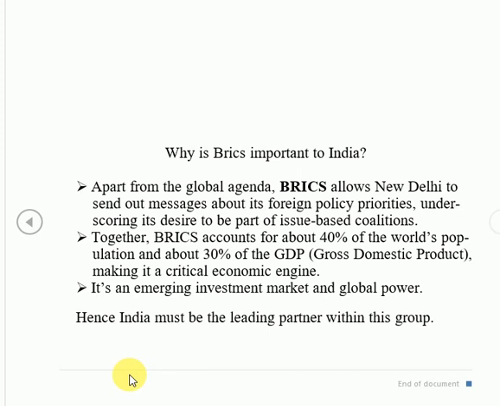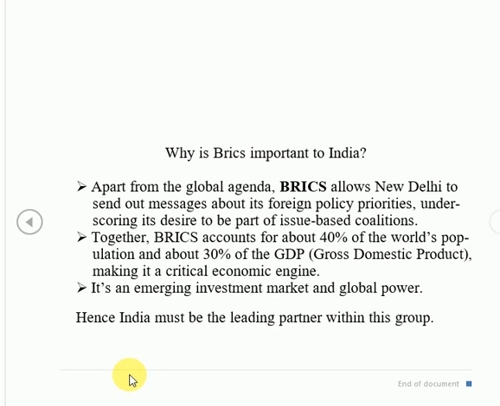The second is, together BRICS accounts for about 40% of the world's population and about 30% of GDP, gross domestic product, making it a critical economic regime, right? It is an emerging investment market and global power. So India must be there in this organization and must participate globally, to enhance its power globally, right? And India should invest in this forum so that it cannot be dominated by other countries and it can be seen as a global power or emerging global power in the eyes of other countries on this planet.